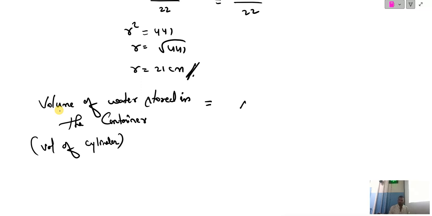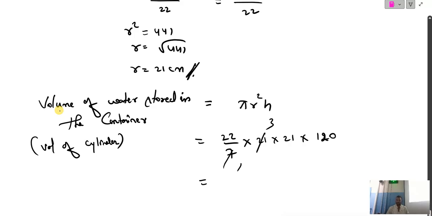So volume of cylinder is pi r square h. Yes, sir. Pi is 22 by 7. What is the radius? 21. 21 into 21. What is the height? 120. Till only 120 centimeter the water is filled. Am I right? So 7 ones are 7. 7 threes are 21. Now multiply all these values. 22 into 3 into 21 into 120. 22 into 3 is 66 into 21 into 120. So the answer is 166,320 centimeter cube.